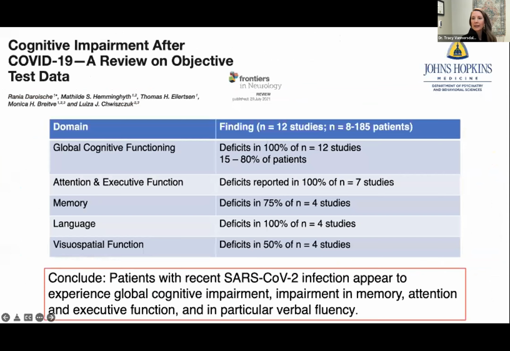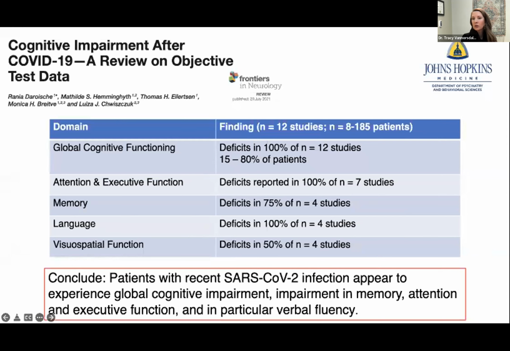From a cognitive perspective, data are emerging that are starting to characterize patient outcomes. One recent review article on objective cognitive performance, so tested rather than subjective patient reports, tells us that patients who are post-infection appear to experience global cognitive declines, particularly with difficulties in memory, attention, more complex cognitive skills such as executive functioning, and verbal fluency. And so this gives us an idea of what types of targets we may have for our cognitive interventions.